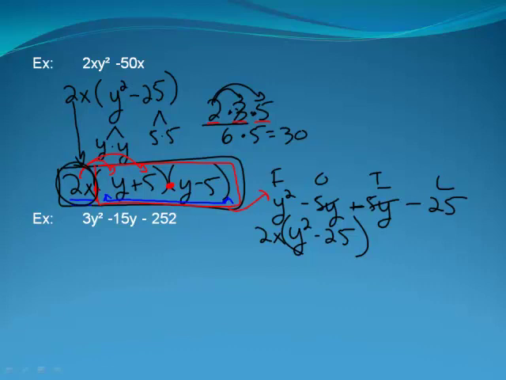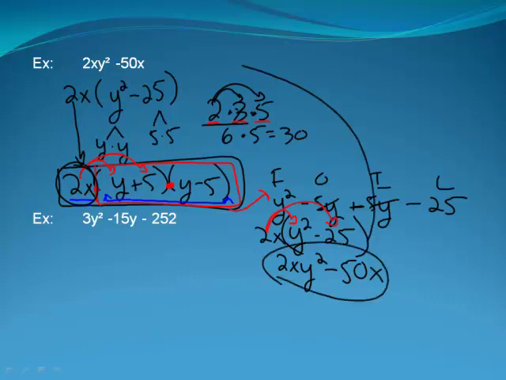Now this is straightforward. This would distribute, and it only distributes to that single group. If you distribute that, 2x times y squared is 2xy squared, minus 2 times 25 is 50, and that x tacks on to the end of it. That should be your original problem, and it is, so that checks out fine.